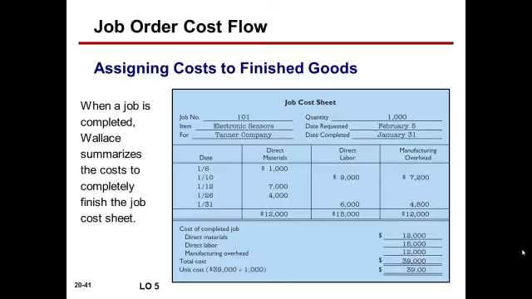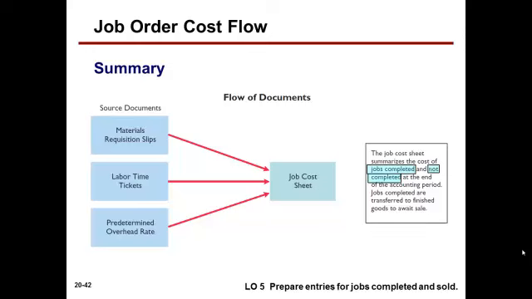Now, when a job is completed, the company will summarize the cost of completely finishing the job on the cost sheet. The lower portion of the job cost sheet will be totaled for all the direct materials traceable on the job, all direct labor traceable on the job, and manufacturing overhead allocated or applied to it. This job order cost sheet, when it's completed, then becomes a subsidiary record of the finished goods inventory account. So job cost sheets summarize both jobs completed and not completed.